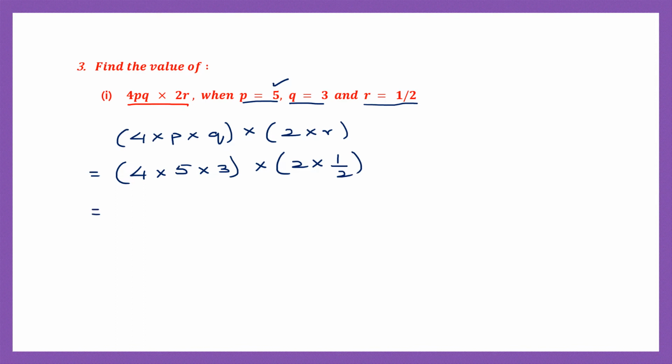Okay, so let's work this out. 4 5s are 20. 20 into 3 is 60. Into, now what is here in brackets? 2 into 1 by 2. Let's work that out. 2 into 1 by 2, we can cancel the 2's. So what is left is simply 1. So 60 into 1, and our answer here is 60. 6 1s are 60. So the answer to question 3, first one is 60.